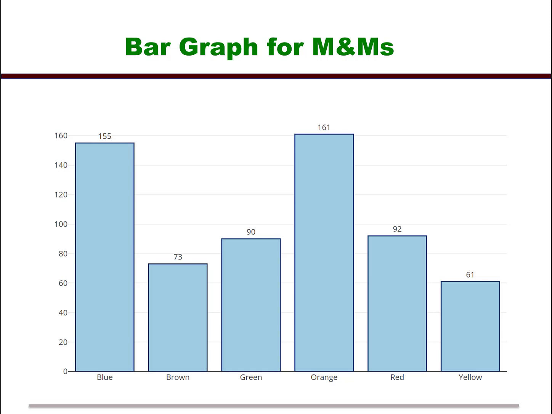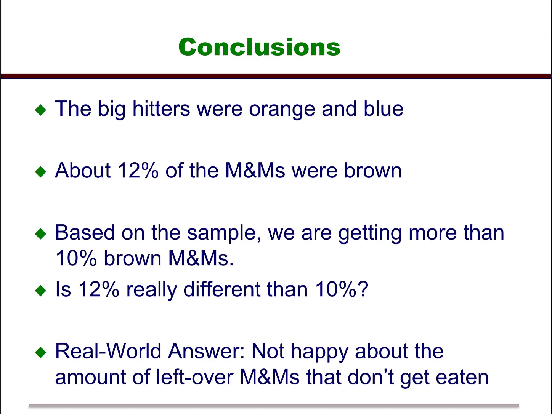From here, let's draw conclusions. We can conclude the following. Orange and blue are the colors that are the big hitters. They made up about 50% of the bag. Based on the data, there are too many brown M&Ms. This percentage was roughly about 12%. So the question we have to ask ourselves is, is 12% really significantly different than 10%? Can you tell the difference?